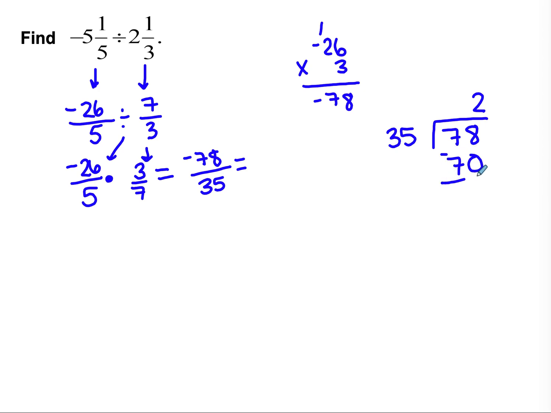And 78 minus 70 is 8. And these were different signs, so my answer is negative. Negative 2 and 8 35ths. 8 and 35 do not have any common factors, so I can't simplify them anymore. So that is my answer right there, negative 2 and 8 35ths.